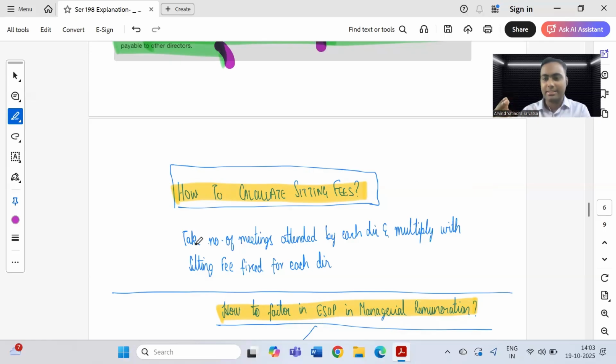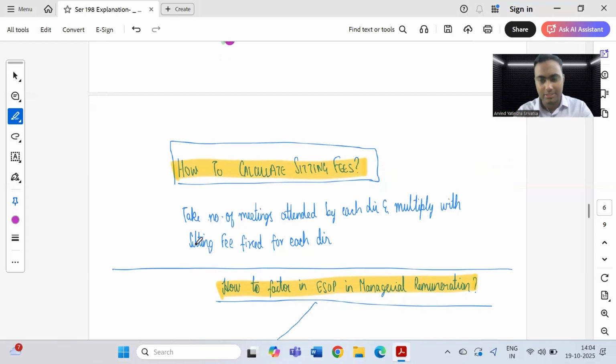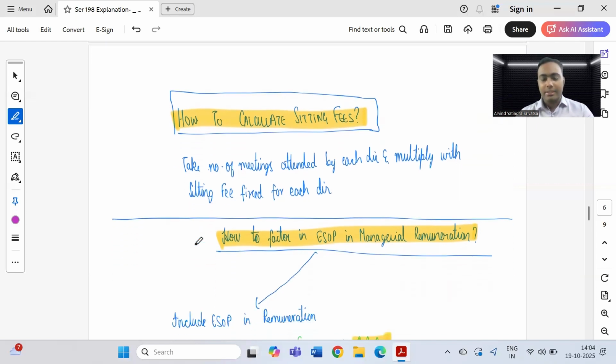Similarly, for each of the directors, take the sitting fee assigned to them and multiply it with the number of meetings they have attended throughout the year. How do you know the number of meetings attended by the director? Obvious. You can just go to the minutes of the meeting and see the directors who are present. If any director is absent in that meeting, they should not be getting sitting fee for that meeting. I hope that is clear, guys. Just ensure that when you're doing the calculation.